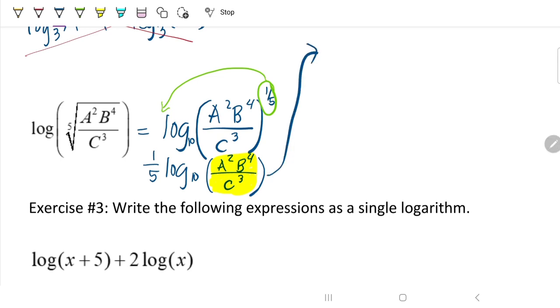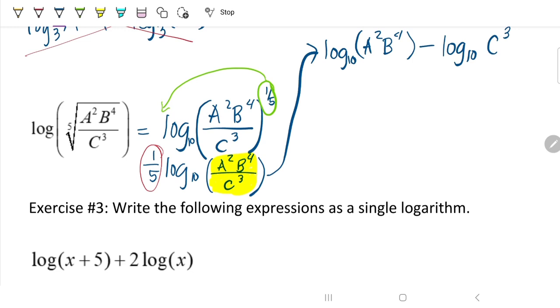So, isa-isahin natin, no? So, let us set aside first yung 1/5. So, titingnan muna natin is log base 10 of a squared b to the 4 divided by c cubed. Okay? So, by applying first the quotient rule, we have log base 10 of a squared b to the 4 minus log base 10 of c cubed. Okay? So with this one, this is a product of a squared times b raised to 4.